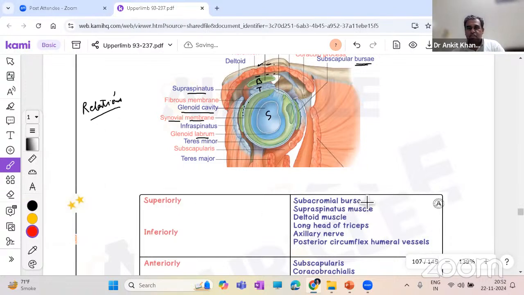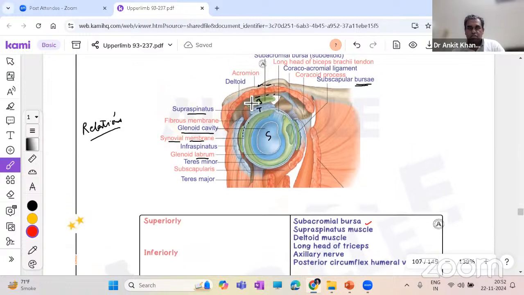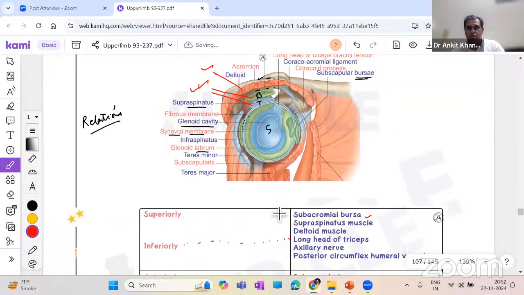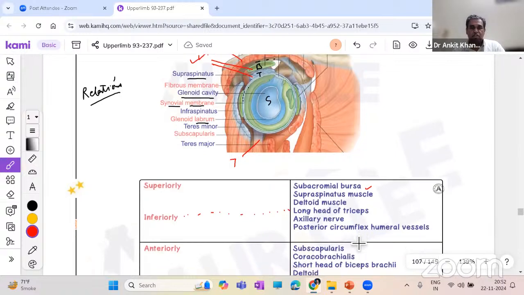Superiorly, what we have is the subacromial bursa. Can we see it? One second. I guess this B is the subacromial bursa only, right? So it is just above the shoulder joint. Then you have the supraspinatus muscle. Here we have supraspinatus. Then here the deltoid muscle. Then we have the long head of triceps. Now this long head of triceps is coming in the inferior aspect. It comes from the infraglenoid tubercle. So here below over here you will have the long head of triceps inferiorly. Then the axillary nerve, posterior circumflex humeral vessels.